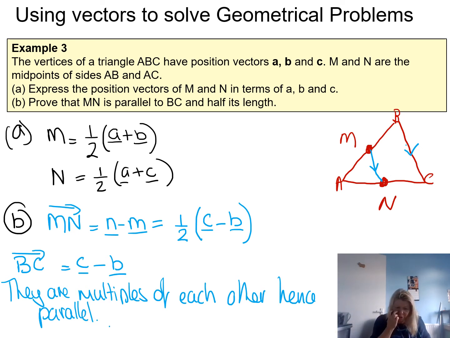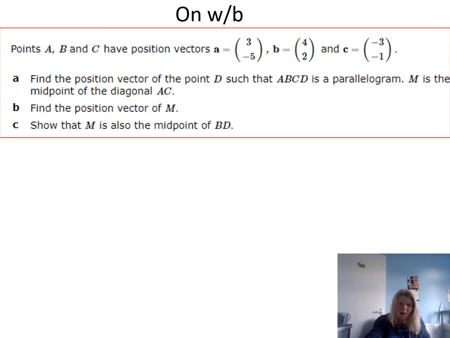Right, I think that's enough from me. Here's a whiteboard question, so have a go on your whiteboard or on the table or on the wall at home, as long as your parents know about it. Try that question. Please pause. It says find the position vector of the point D such that ABCD is a parallelogram. Remember, to show it's a parallelogram, all we have to show is that AB is equal to CD, the directions.